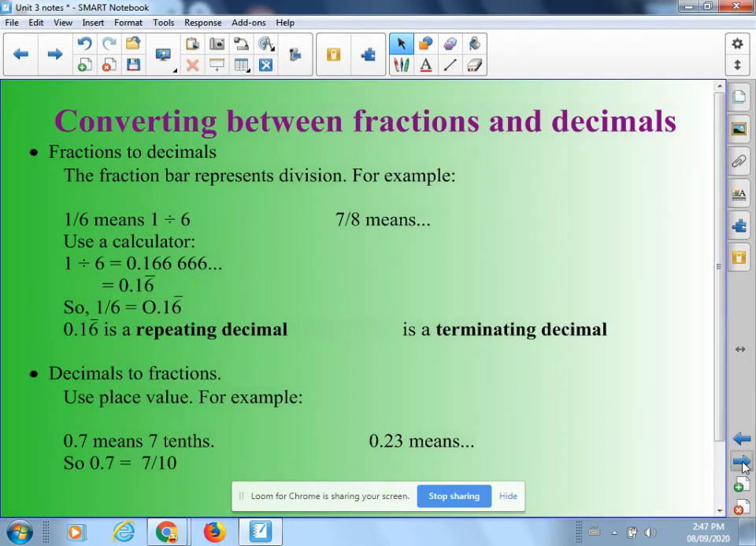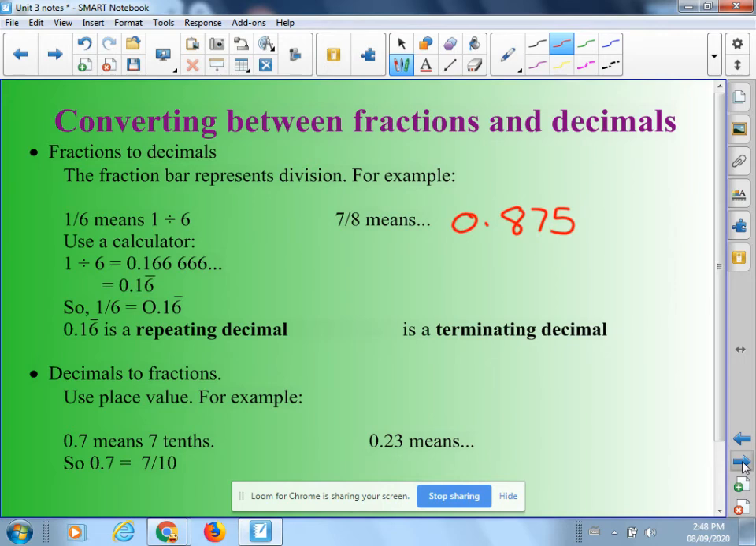The next thing that you need to remember from previous years is how to convert between fractions and decimals. So if you have a fraction, to turn a fraction into a decimal, you are simply using division. So numerator divided by denominator, so 1 divided by 6 gives us 0.166666. It's going to keep going in your calculator. We use the repeating sign on top of the 6 because that's the number that is repeating, and we call it a repeating decimal. If I did 7 divided by 8, that is going to give me 0.875. Okay? This is called a terminating decimal.